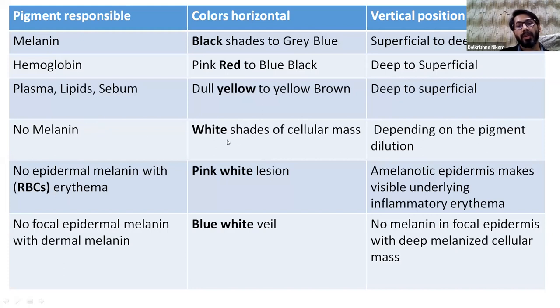Whatever white shades we see are related to pigment dilution or no melanin at all. When we see a pink white lesion, most of the time there is no epidermal melanin, which makes the underlying erythema visible and the lesion becomes pink white. Similarly, when we see blue white, there is no epidermal melanin and there is a deep dermal melanized cellular mass which appears blue, and the superficial loss of epidermal melanin looks white.